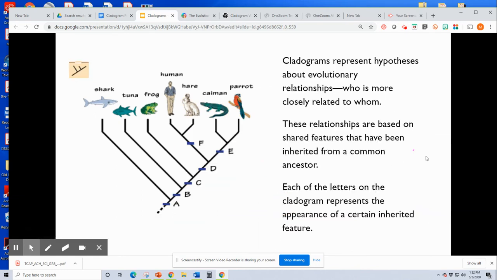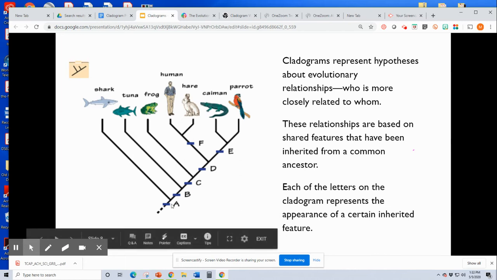Cladograms represent hypotheses about evolutionary relationships, which is who's more closely related to whom. Now, guys, remember that this is a model. And so as we get more information, our model will change. These relationships are based on shared features. That's what these things are right here, those shared features that have been inherited from a common ancestor. And these letters in this diagram represent the appearance of certain inherited features. So in other words, we can have some idea of when in evolutionary past history, by examining fossils, these different characteristics appeared.